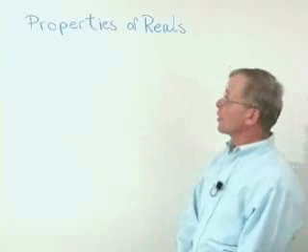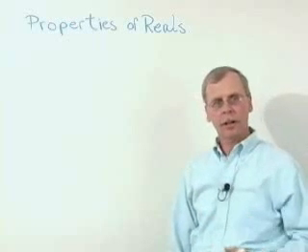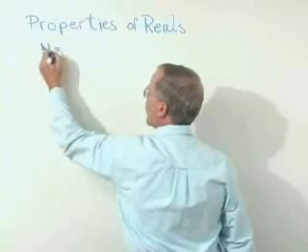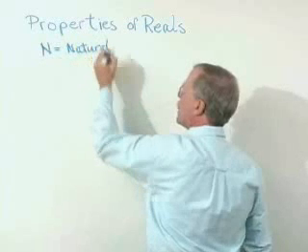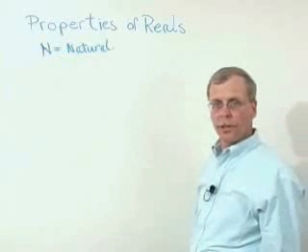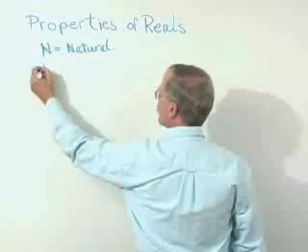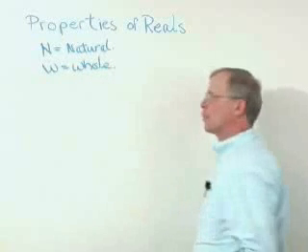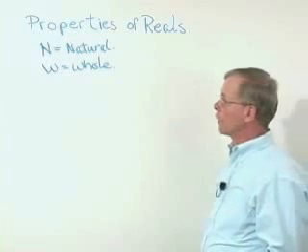Let's start a discussion of properties of the real numbers by reviewing the various subsets of the real number system. We'll start with N. N is the natural number system. Natural numbers, or counting numbers, are just 1, 2, 3, 4, 5, etc. Then there are the whole numbers. The whole numbers are the natural numbers, but with 0 included for the first time.